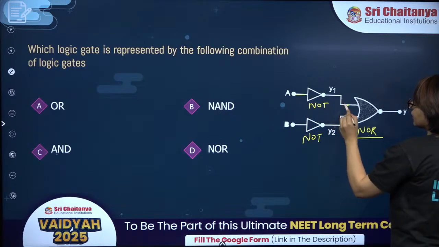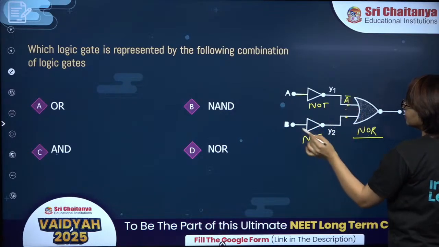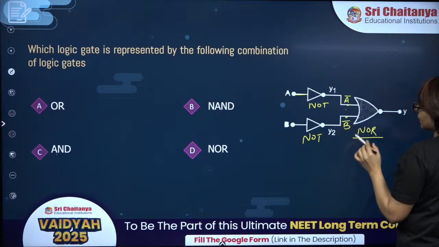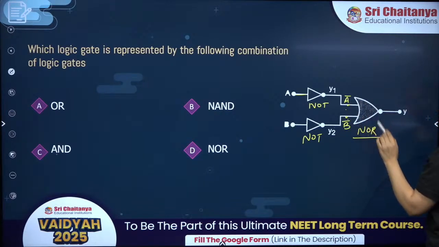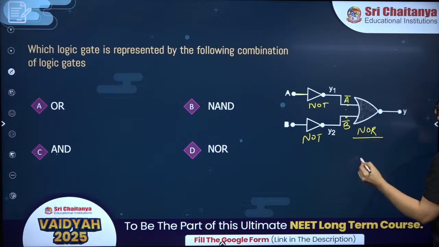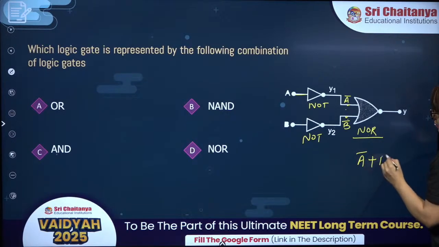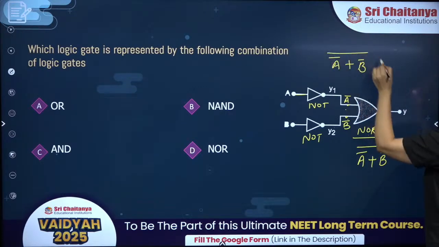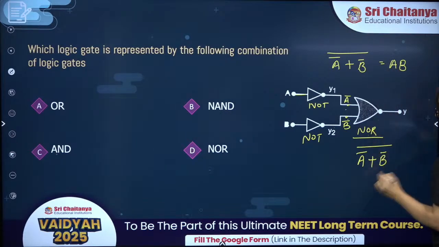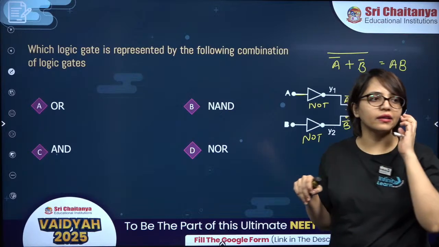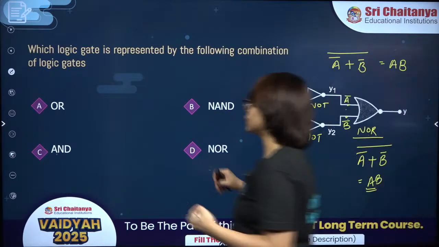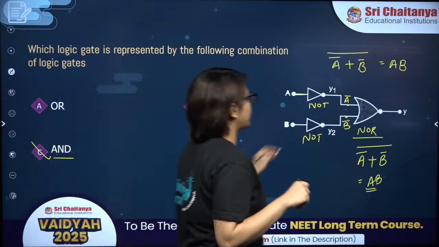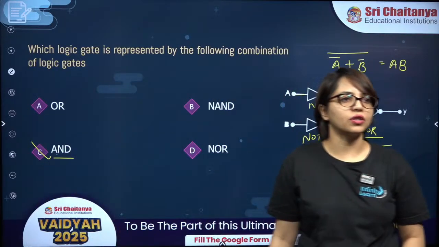A will pass through this NOT gate, it will become A bar. B will pass through this NOT gate, it will become B bar. Now A bar and B bar are the inputs to this NOR gate. So output of this NOR gate will be A bar plus B bar whole bar. According to De Morgan's theorem, A bar plus B bar whole bar is equal to A into B, and A into B is the output of an AND gate if A and B are the inputs. So correct answer is option C, AND gate.